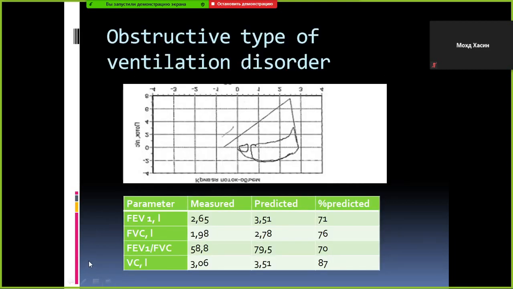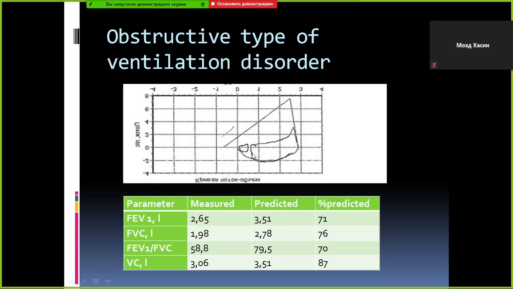So this is an example of an obstructive type of ventilation disorder. If we pay attention to the table, to the result of spirometry, we see that forced expiratory volume in the first second is less than 80%, it is only 71%, and the ratio of forced expiratory volume to forced vital capacity is 17. So these are the signs of an obstructive type of ventilation disorder.